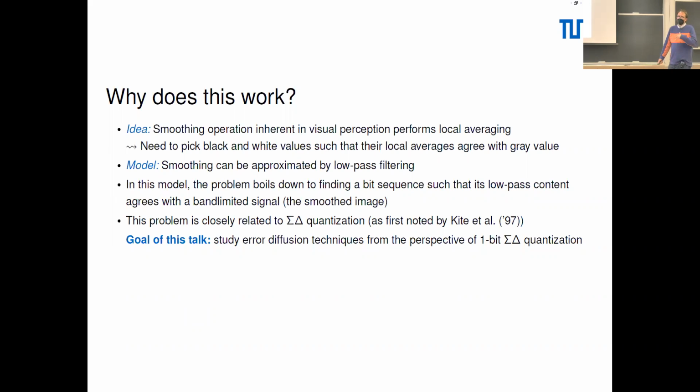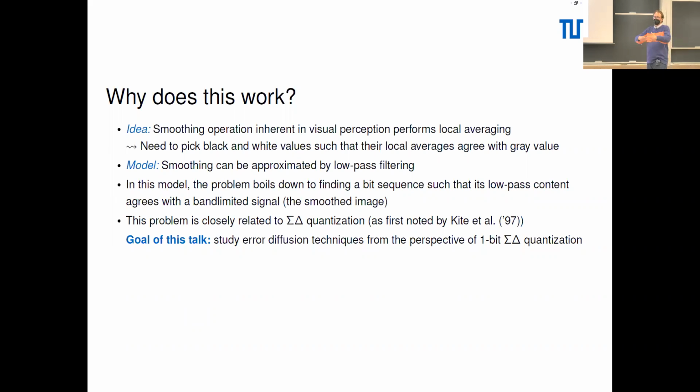A model that we will use as a motivation here, and that's where the connection to sigma delta comes into the game, is that the smoothing can be approximated by low pass filtering. In this model, the problem boils down to finding a bit sequence such that this low pass content agrees with the band limited signal, and that would then be the smooth image. I'm not taking credit for this correspondence. Sinan pointed me to this work by Kite and others at an engineering conference, who just noted the correspondence between sigma delta and digital halftoning without, as far as I remember, using it to any benefit.